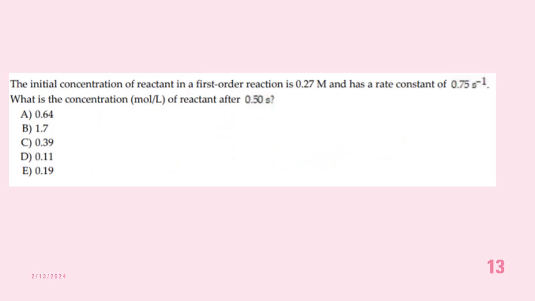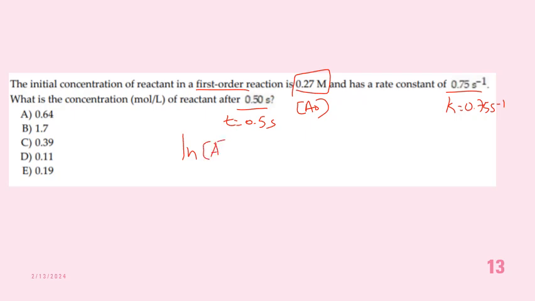Next question is, the initial concentration of reactant in a first order reaction is given. That means the initial concentration is given and the rate constant k is given. k is 0.75 second inverse. And this is first order, what is the concentration in moles per liter of the reactant? So time is given, 0.5. So I will just plug it into my first order reaction formula.